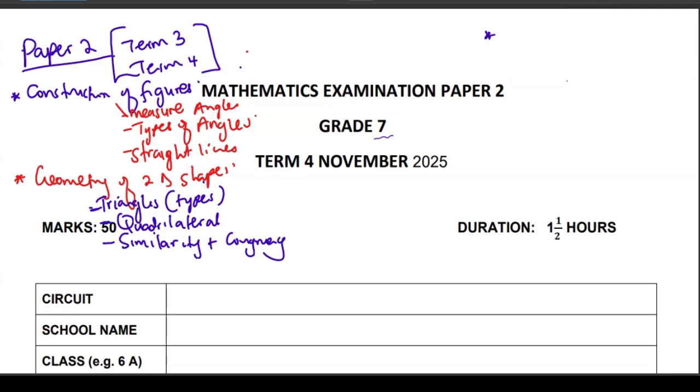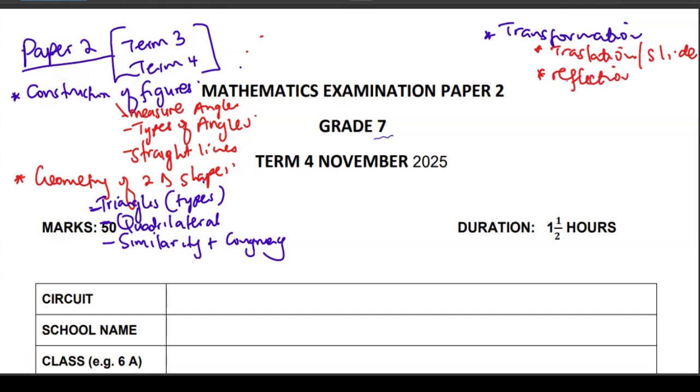Then topic number 3 was the transformation geometry. Okay, transformation geometry. In grade 7, we look at almost all the 4 transformations, the translations, which some people call the slide. We have the reflections, which are basically the mirror images. There's rotation, okay? And then there's also enlargements as well as the reductions. Okay, so basically that was term 3's work.